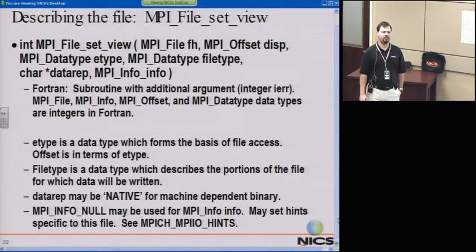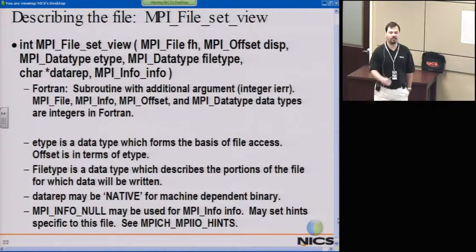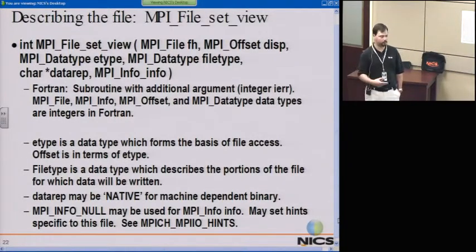Now, you don't necessarily have to set up a view. The default view of the file is that every process can access every bit in the file. By defining a file view, you're telling MPIO in particular what data in the file this process can access or change or read or write. The way that's done is usually with derived data types.